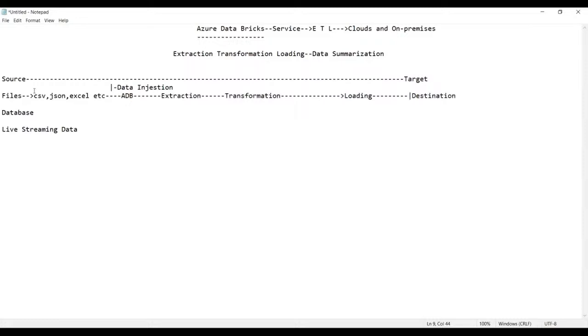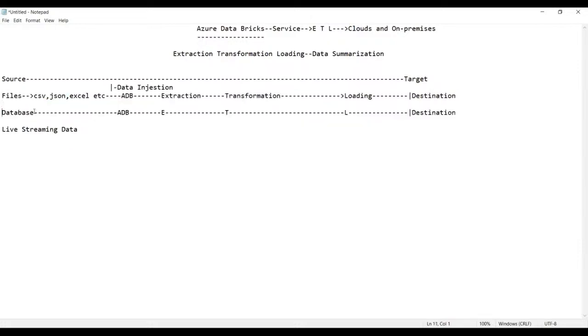Or in the same process, if the data has to be accessed from a database, we use ADB, that is Azure Databricks, and pull in the data. Again the same process: E, then T, which stands for transformation. Finally we put the data into loading. Loading is the final process, loading the data into the destination. Destination is nothing but the actual target. Getting my point, all of you?